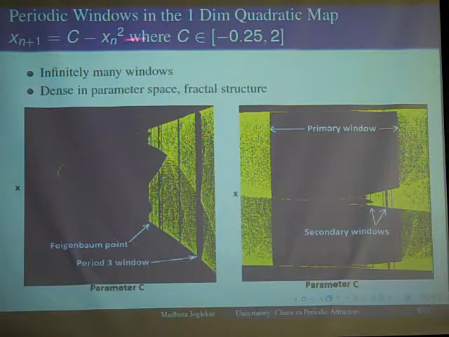The parameter range that we are interested in is minus 0.25 to 2, where it shows a lot of interesting behavior. This point is the Feigenbaum point where chaos occurs for the first time. The bifurcation diagram has these tiny regions which are called periodic windows. A periodic window is a region in parameter space that starts with a periodic attracting orbit and that undergoes a sequence of period doubling bifurcations till you get chaos.